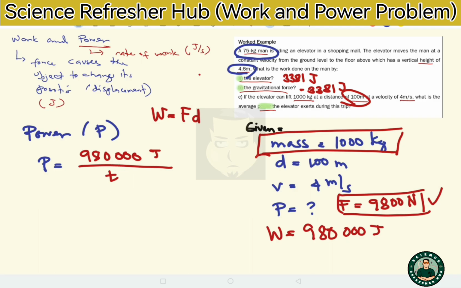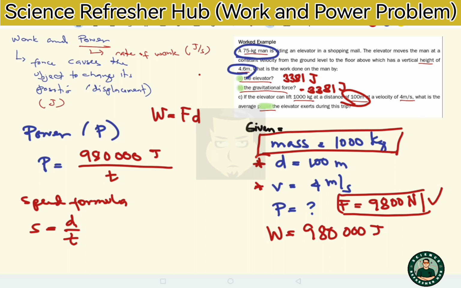Okay, so let's go back to our given. We have our velocity. We also have our displacement. So remember, when we have velocity without direction, it becomes speed, and then distance here, or displacement. So we can get the time by using the speed formula. The speed formula is speed is equal to distance over time.